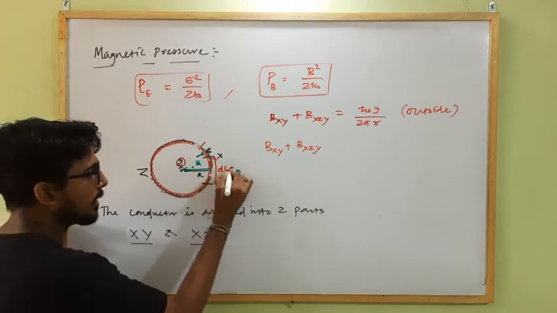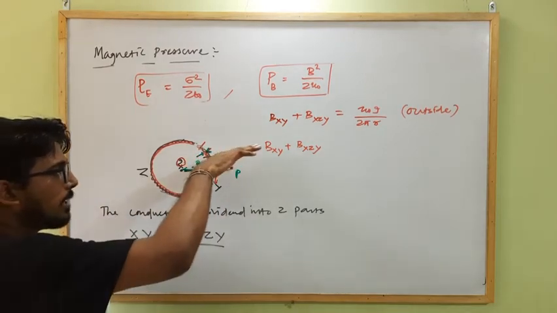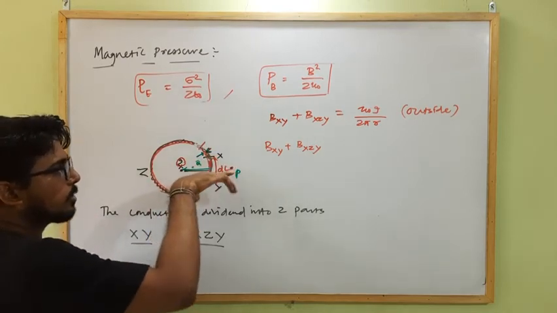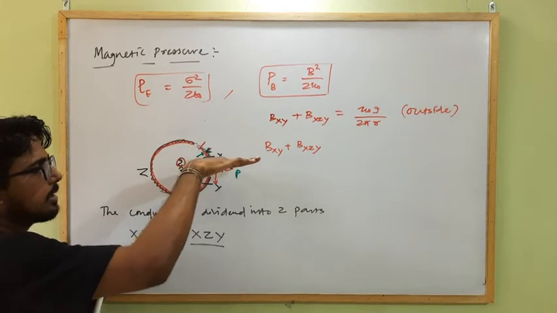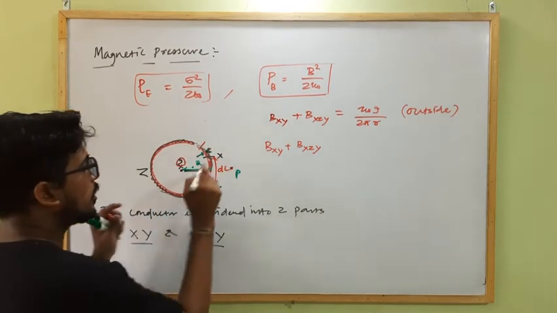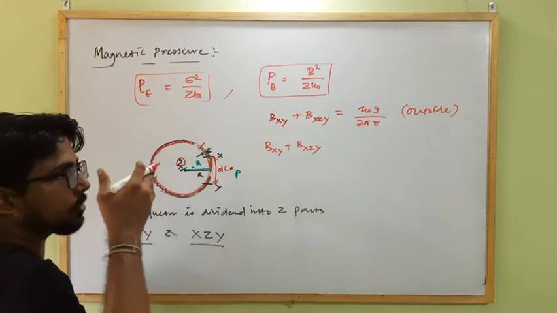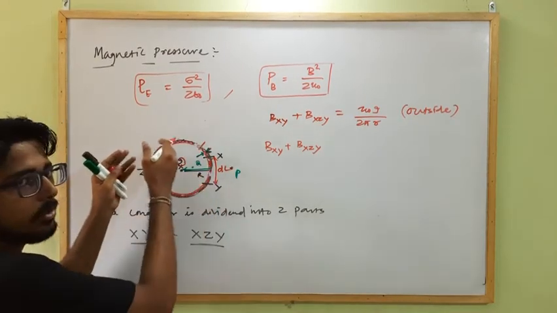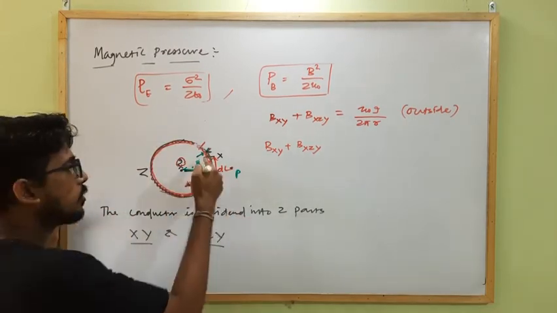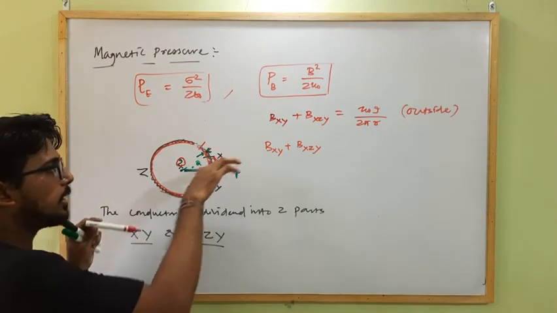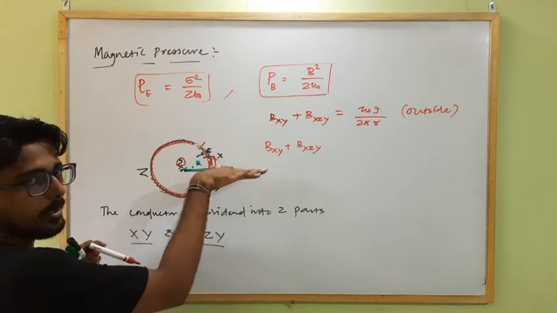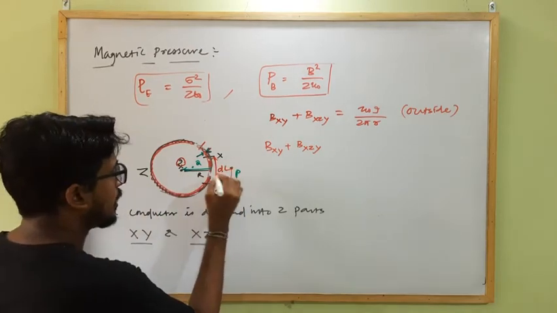For this element, the current is into the plane because it is flowing on the surface, and the position is at P, so the magnetic field strength due to Bxy will be downward by the right hand palm rule. The current at each point is into the plane, as this is a hollow current carrying conductor, an infinitely long straight one. The position vector of the point of observation is towards this point, so the magnetic field at P will be downward due to xy.